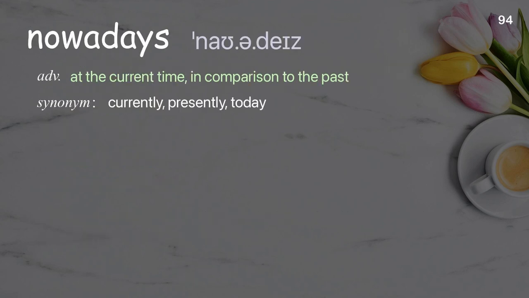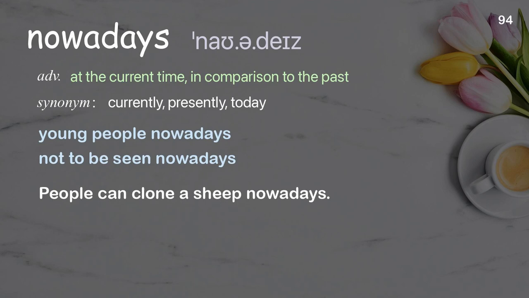Nowadays. At the current time, in comparison to the past. Examples. Young people nowadays. Not to be seen nowadays. People can clone a sheep nowadays.